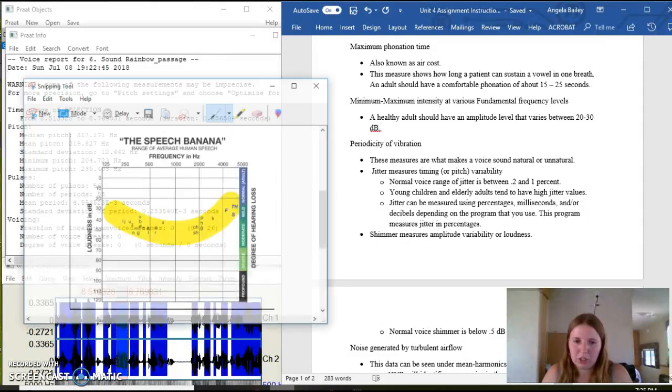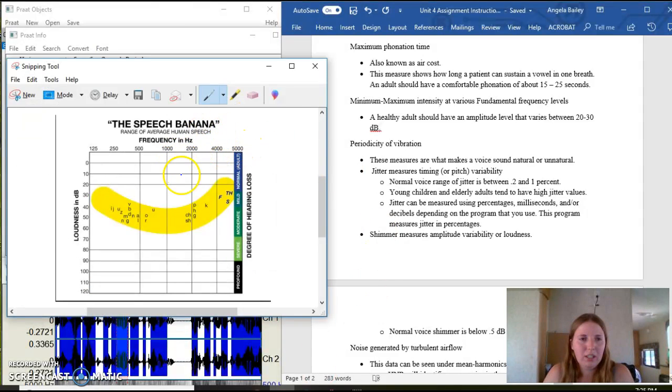So down here I have a speech banana. It's used by speech therapists to demonstrate the vowels and consonants in the English language and the decibels and loudness and frequency where they are commonly spoken and heard.